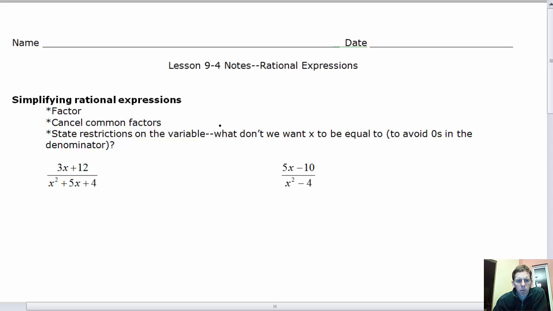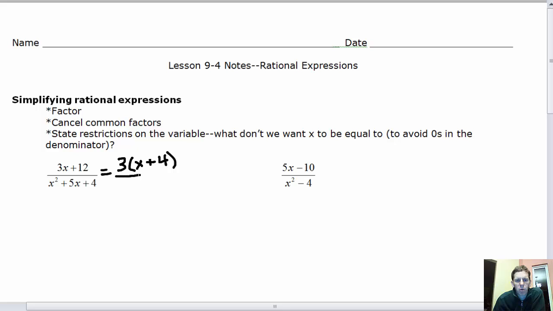We're going to look at this first example, 3x plus 12 over x squared plus 5x plus 4. To simplify this expression, the first thing we're going to do is factor it. You may recall one of the first rules in factoring is if you can take out a common factor for each term, do that. In the numerator, you can take a 3 out. In parentheses, if you divide 3x by 3, you get x, and if you divide a positive 12 by 3, you get a positive 4.